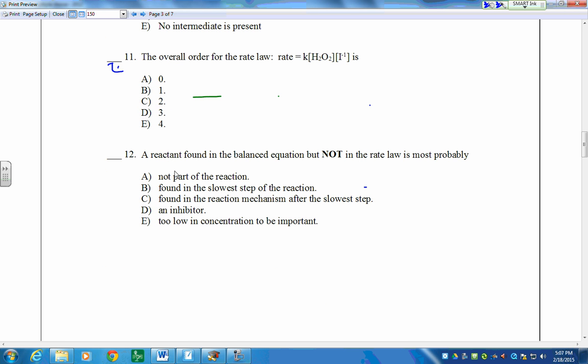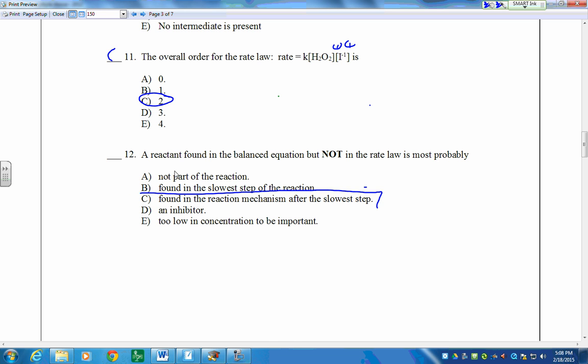Okay, so 11, 12. The overall order for this rate law is, now guys, the overall order is the sum of all of the exponents. So 1 plus 1 is 2. This is C.